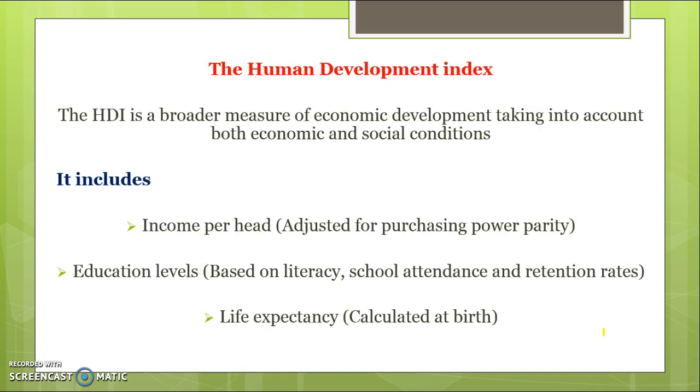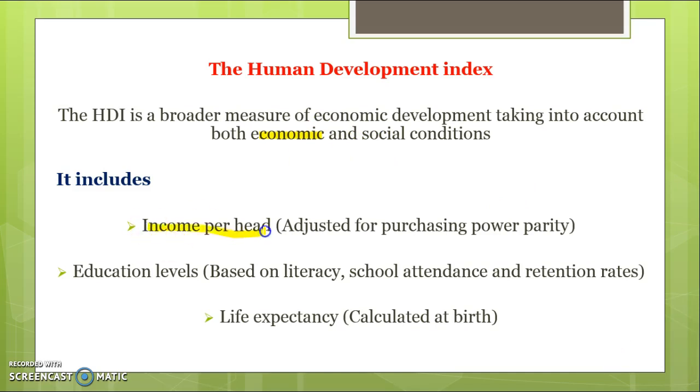So what they've done is they've come up with another figure, which again is not perfect. It also doesn't take into account a lot of these non-material factors, but it aims to be a better indication of progress within nations than just GDP per capita. So the Human Development Index takes into account both economic and social conditions, and basically it's got three different dimensions.